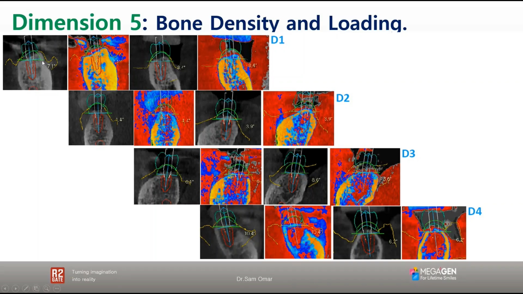So here, this is how D1 bone looks like. It will be mostly yellow and orange. And this is how D4 looks like. It will be mostly red. And this is how everything in between looks like.